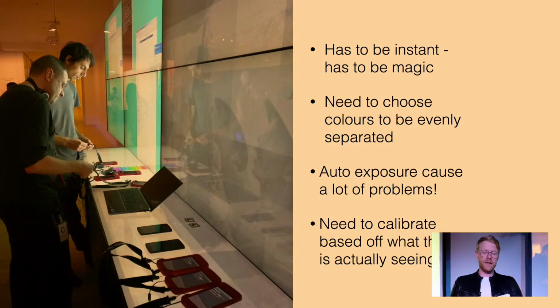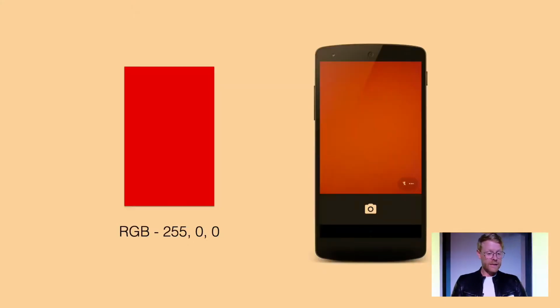We also found that the device auto exposure and auto white balance caused a lot of problems. Here's an example of that. We have red, 255, 0, 0. It doesn't get a purer red than that. But if you put the phone down with its camera on that being displayed on a screen, this is what you actually see through the viewfinder, this kind of burnt, washed out, weird orange.